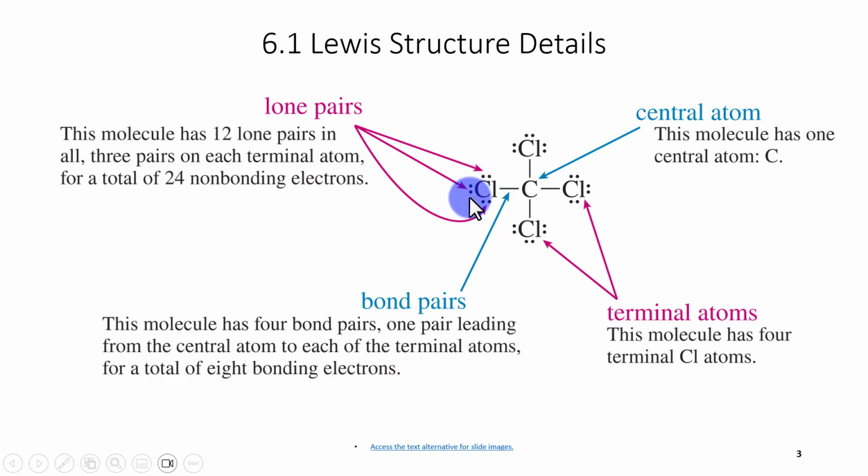Those electrons that are being shared are not lone pairs, but lone pairs belong solely to the atoms that they are surrounding. In this case, each of the chlorines has 3 lone pairs, 2, 4, 6. Those 6 electrons belong only to this chlorine. Now this molecule, carbon tetrachloride, has 12 lone pairs, 3 for each of the chlorines, and these make a total of 24 non-bonding electrons. These electrons are not participating in any bonds, only the ones that are in the dashes.